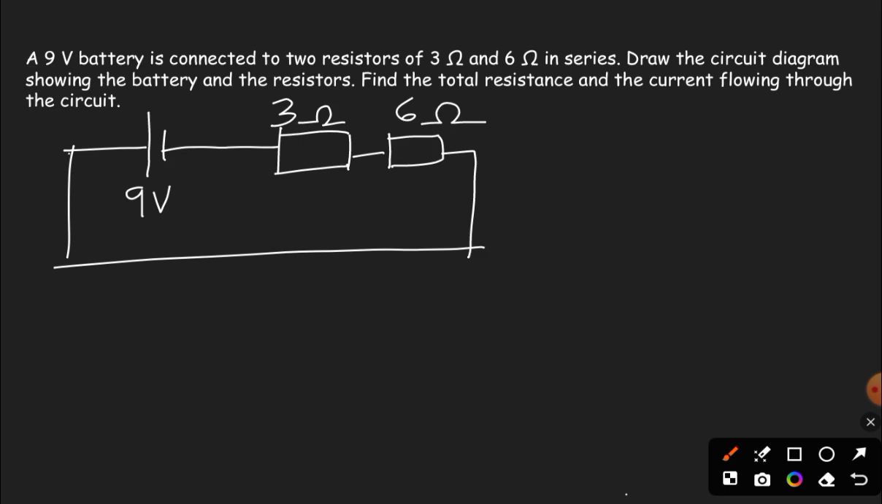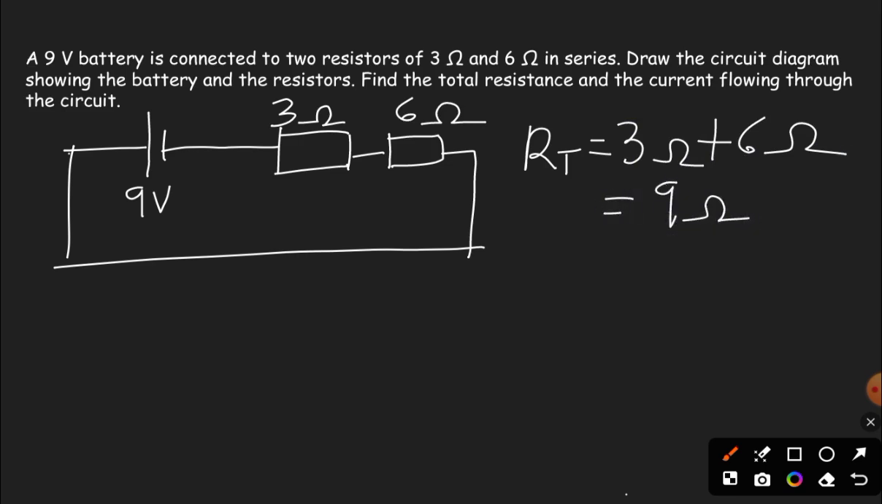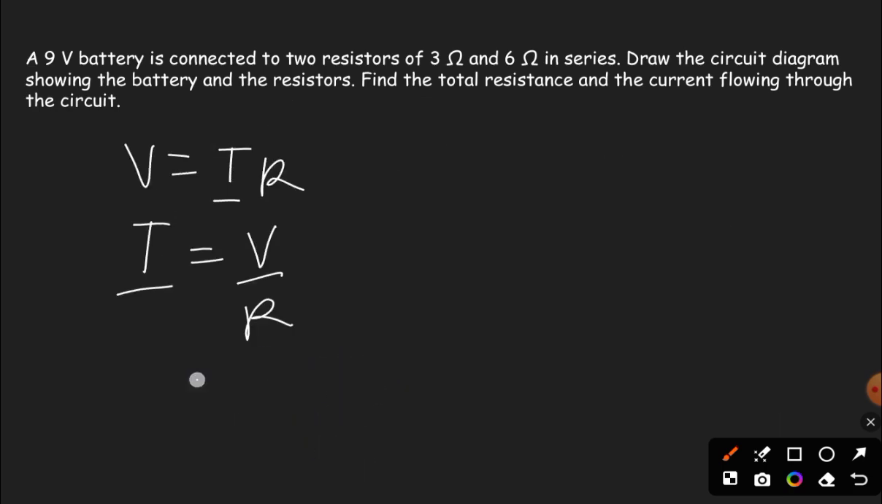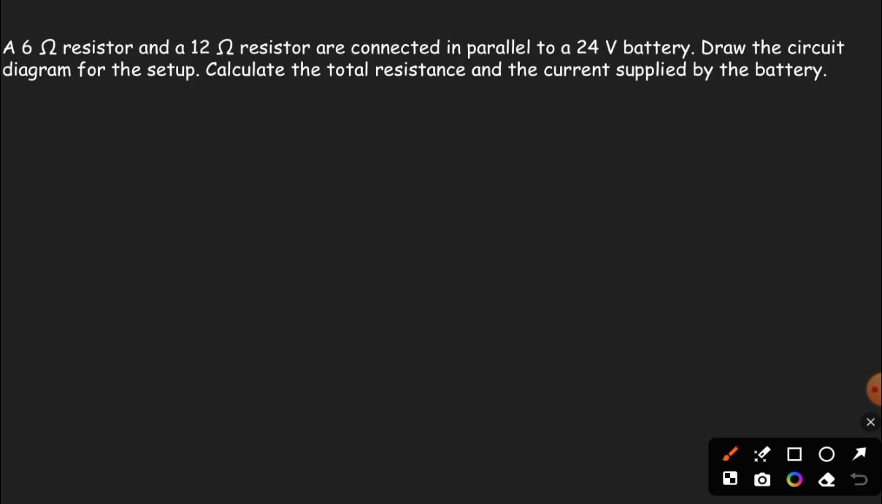So we are first supposed to find the total resistance. Now, connection in series, RT equals, we are just supposed to add them. 3 ohms plus 6 ohms. We are going to get 9 ohms. So that's our total resistance. And we are supposed to find the current. V equals IR. When you make I the subject, you're going to have I equals V over R. So we had 9 volts over resistance of also 9 ohms. So our current is going to be 1 ampere. I'll pause the video and then try this question.